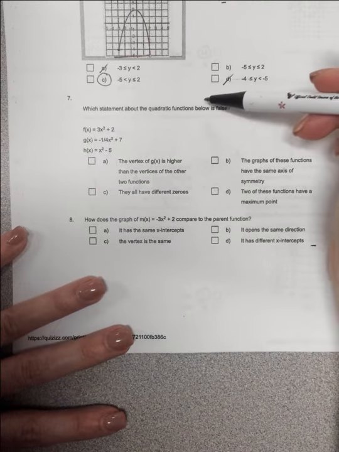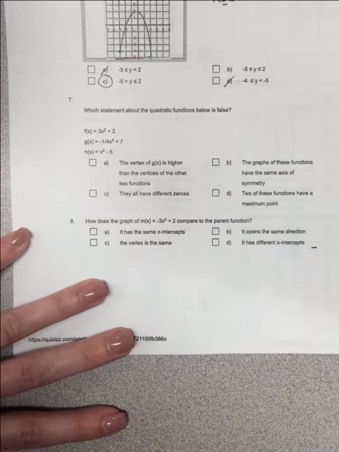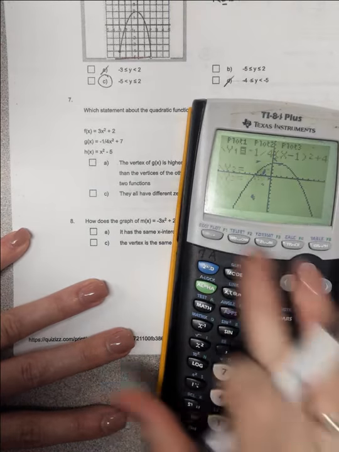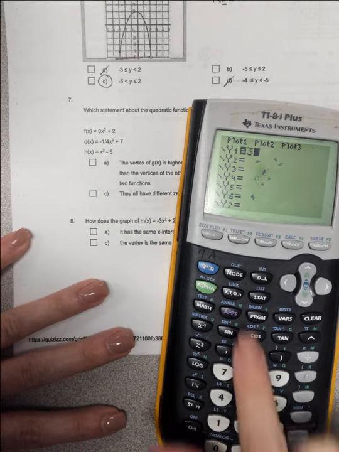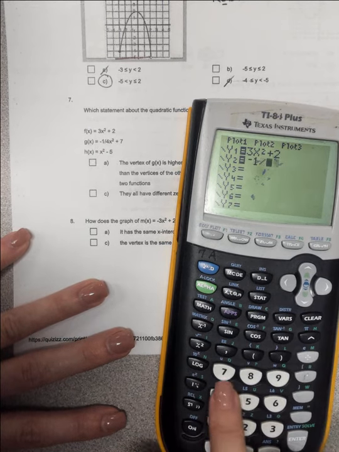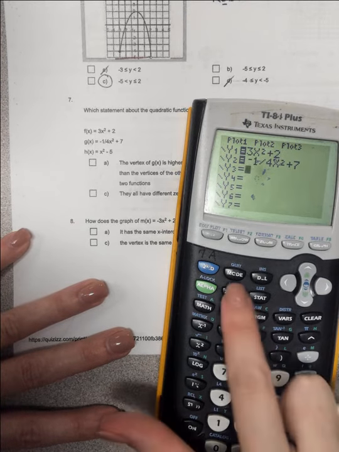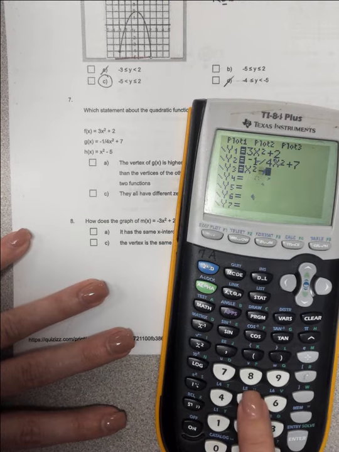Which statement about the quadratic functions below is false? I've got equations. I'm going to plug them in my calculator. So I'm going to type in 3x squared plus 2, negative 1/4 x squared plus 7, x squared minus 5.